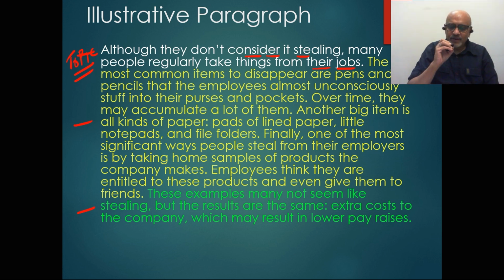So finally, one of the most significant ways people steal from their employers is by taking home samples of products the company makes. So the company products are taken away. Employees think they are entitled to these products and even give them to friends. What is entitlement? Entitlement means it is their right to take them and even to give them.